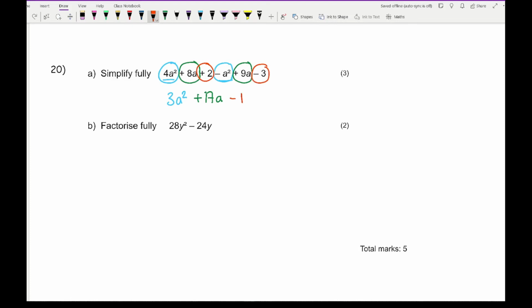And then factorizing, looking at both of these two terms, they've both got numbers, 28 and 24. What's the biggest number that goes into 28 and 24? Well, that's going to be 4. Both terms have got a y, so I take the y out. What do I need to multiply 4 by to get 28? Well, I need 7, and I need another y. And what do I need to multiply 4 by to get 24? Well, that's going to be 6. And I've got a y and a 1 to y, so that there is my final answer.